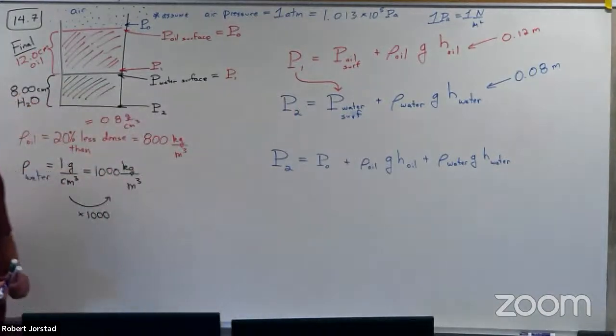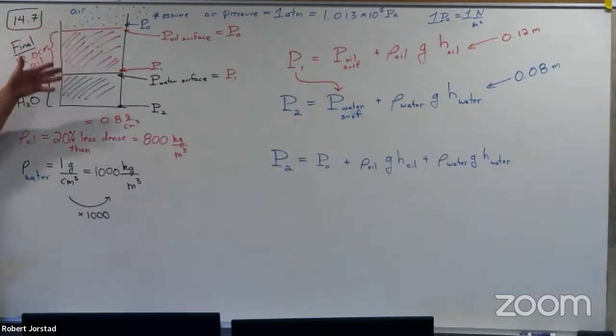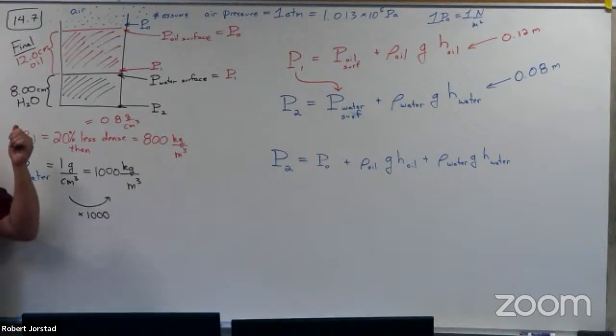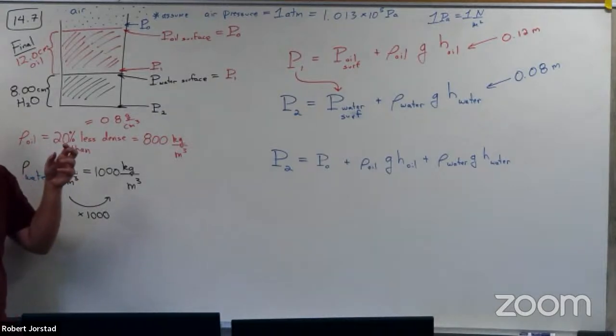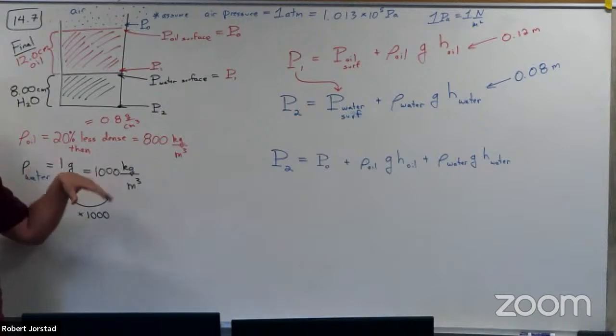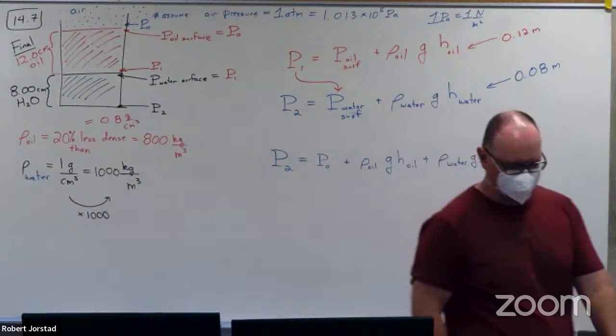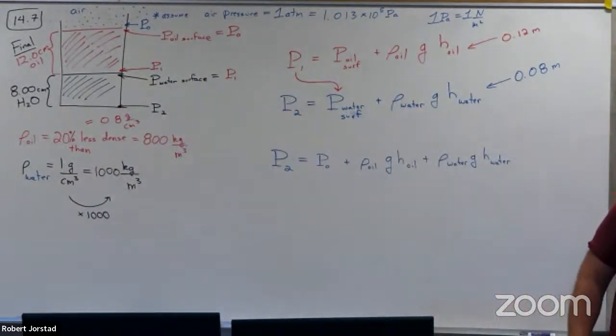So far, so good? The reason I did this was so you could see that this is consistent if you have multiple columns stacked on top of each other. And notice the area doesn't matter. In general, that's true unless the area gets so skinny you get capillary effects. Maybe you've noticed with a really skinny straw, water will draw up a little bit. We're ignoring that, so we're assuming the area of the vessel is fairly large.